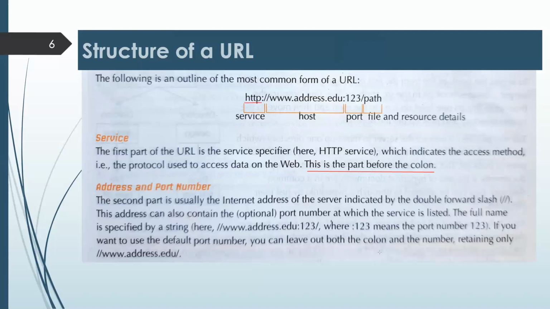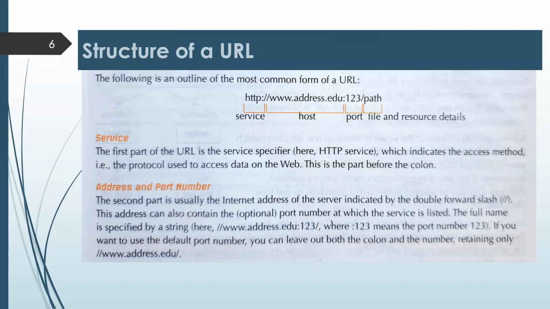So HTTP, for what purpose? Actually, it indicates the access method, that is the protocol you are going to use to access the data on the web, and that part is before the colon. Okay. Next is the address and port number. Let us see the address and the port number. These two.